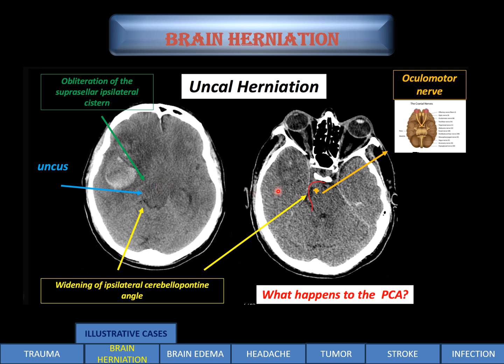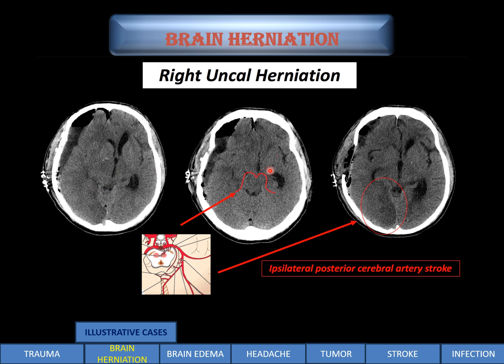So when this extra tissue comes here, if you see what is the structure which is running here in this brain herniation, it is the posterior cerebral artery. So once the posterior cerebral artery is compressed here, it lands up in a posterior cerebral artery stroke. There is an obliteration of the ipsilateral suprasellar cistern and there is a widening of the ipsilateral cerebellopontine angle. These are associated findings which we see in uncal herniation.